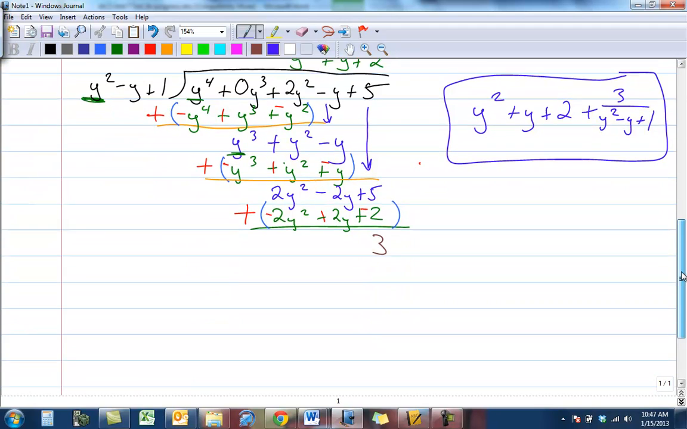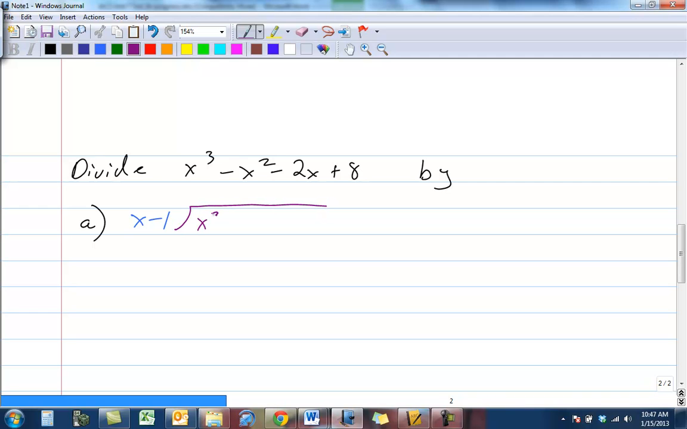So let's try another one just to make sure that we're getting this. The next one we're going to do is divide x to the third minus x squared minus 2x plus 8 by, now here's the thing, we're going to do two problems here. Part A, we're going to divide by x minus 1. So, x minus 1 divided into x to the third minus x squared minus 2x plus 8.